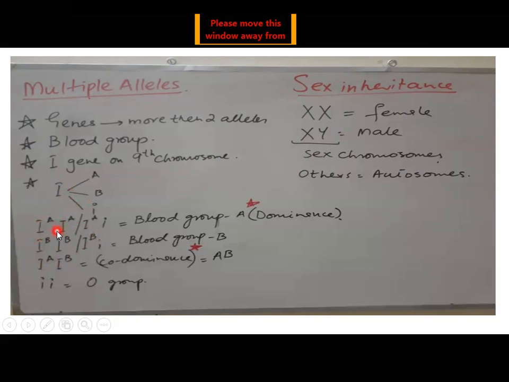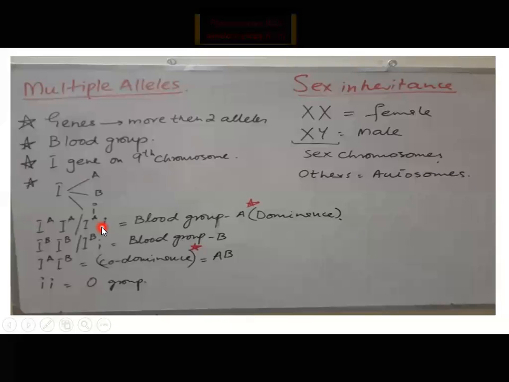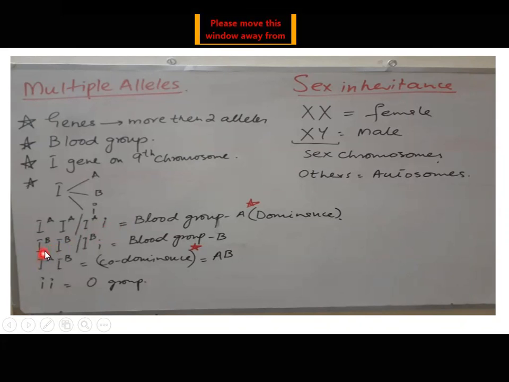This is the diploid condition. If the heterozygous condition IAi is present, it means blood group A is present. Of course, IA is completely dominant over small i or I naught. So it is showing complete dominance. This condition is called complete dominance, right? And if it is IBi, then again B is dominant over i in the heterozygous condition, so it means that is blood group B.